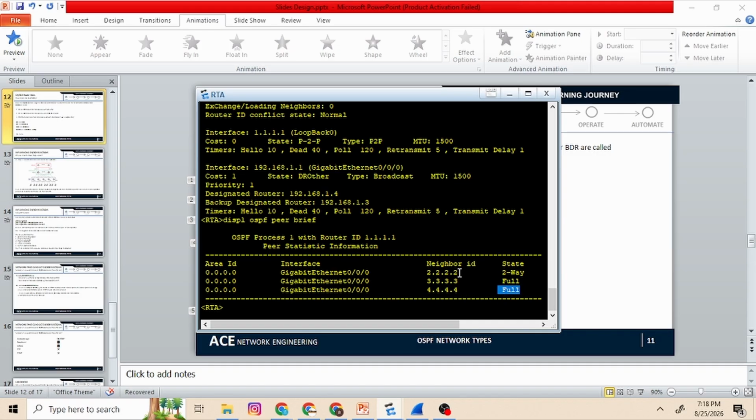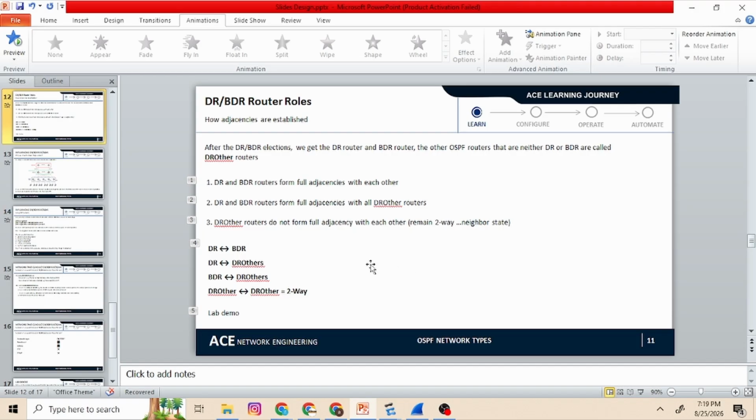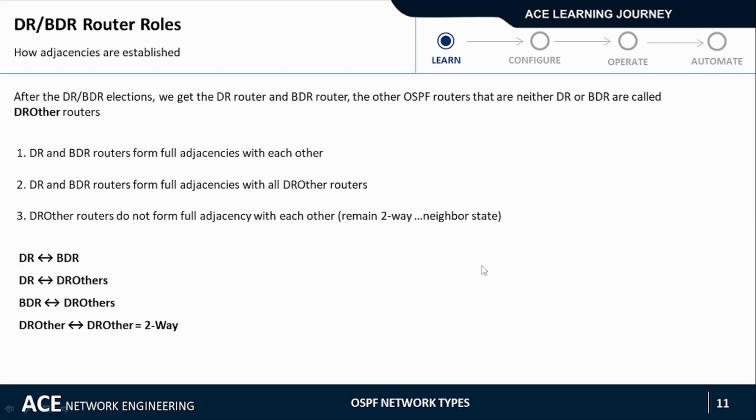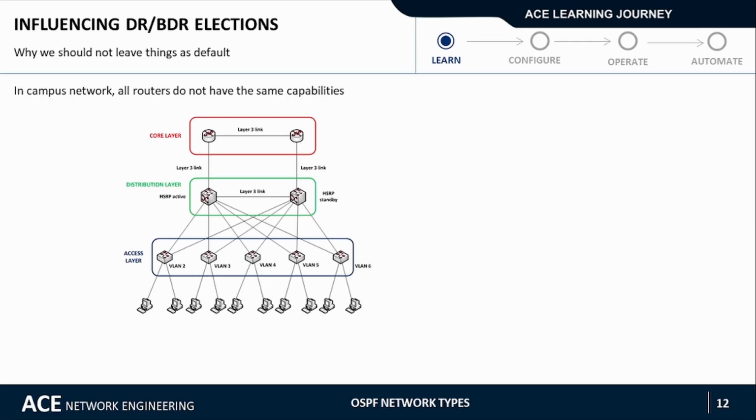But 192.168.1.2, which is 2.2.2.2, because it's neither a BDR nor a DR, becomes two-way. It has a two-way state. So that is the lab demo.